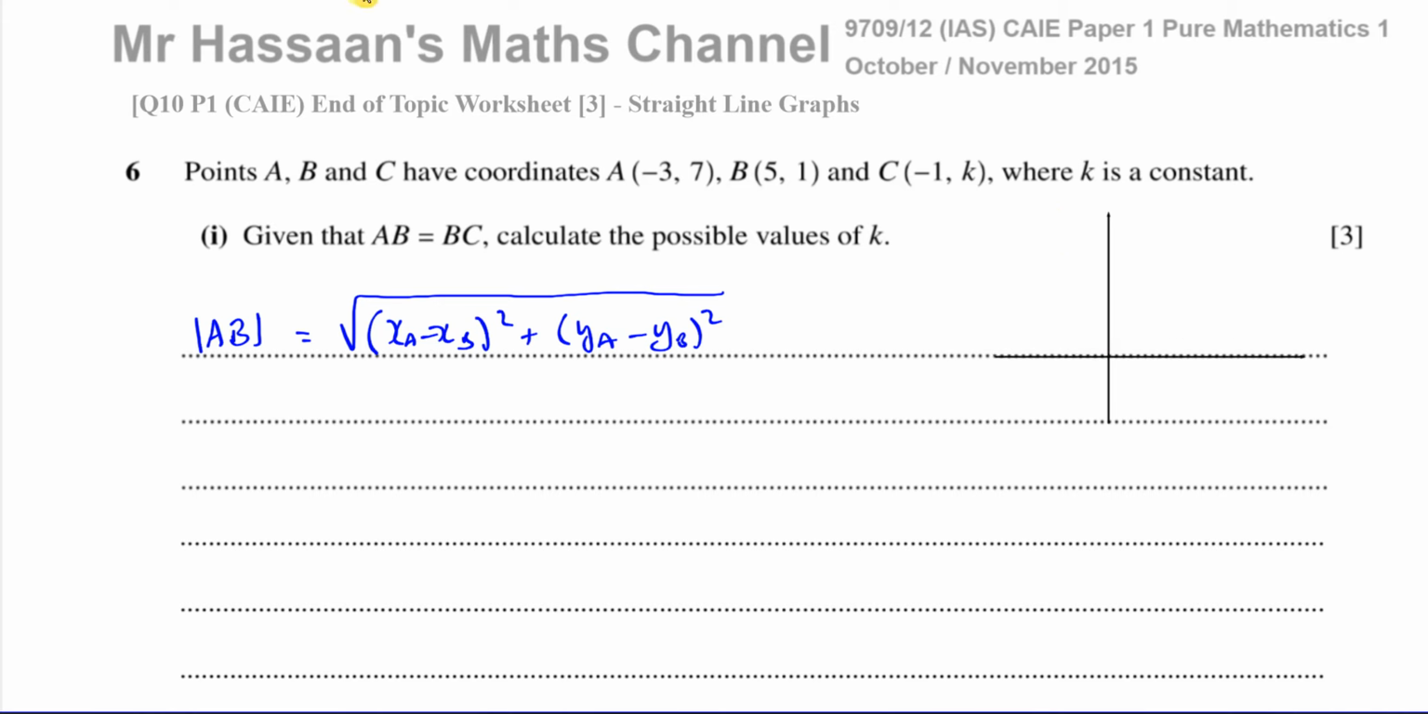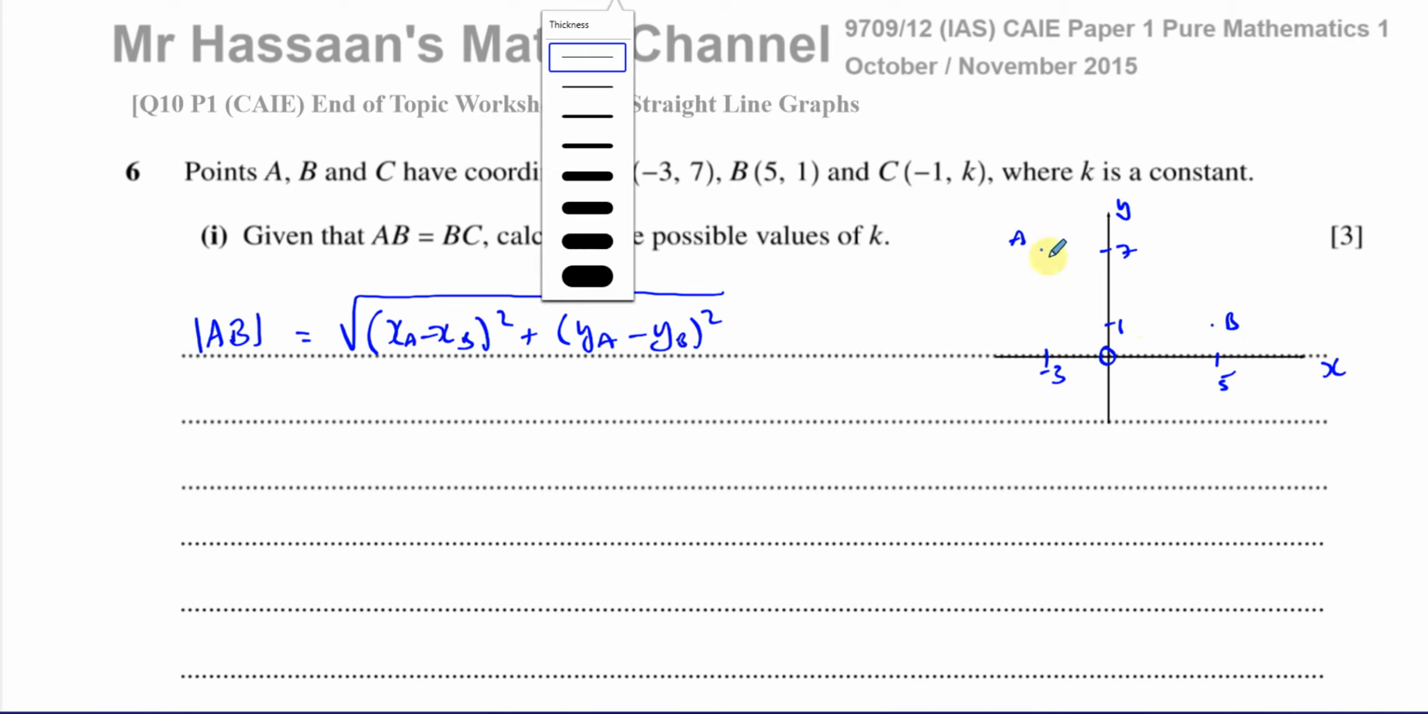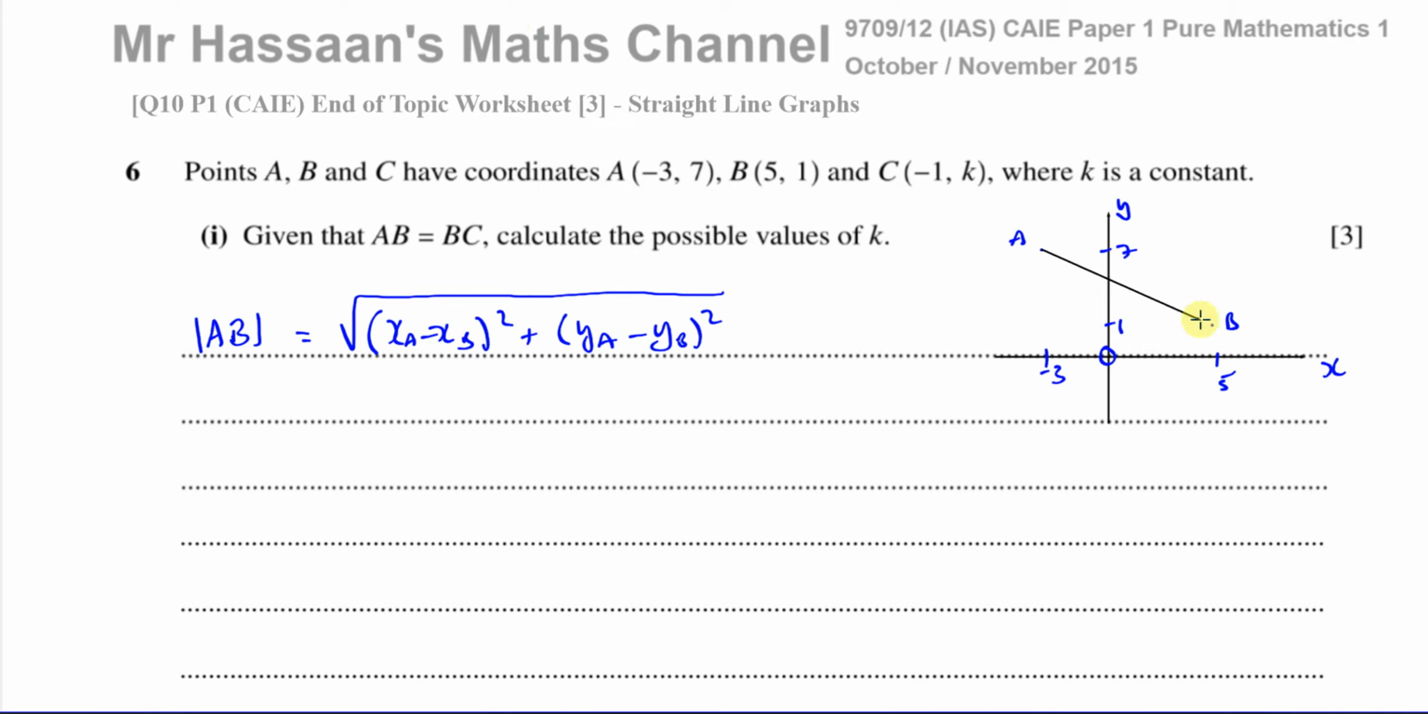So we have here our x and y axes and our origin. Now the point A is (-3, 7), so that would be somewhere over here. Let's say this is -3, and this is 7, so this would be the point A. And the point B is (5, 1), so let's say that's the point somewhere over here, 5 and 1. Therefore that's the point B. If I join those 2 points together with a straight line, I'm trying to find the length of that line, the length between A and B, and that's the same as the length between B and C.